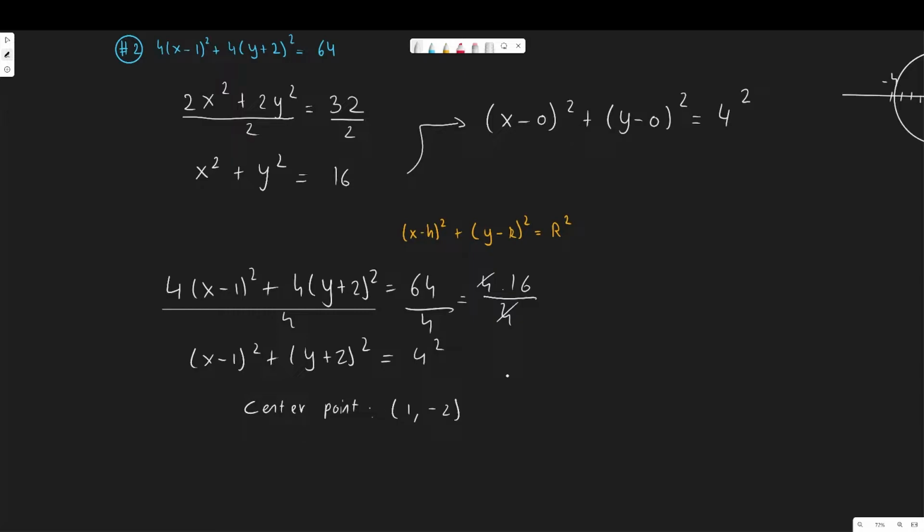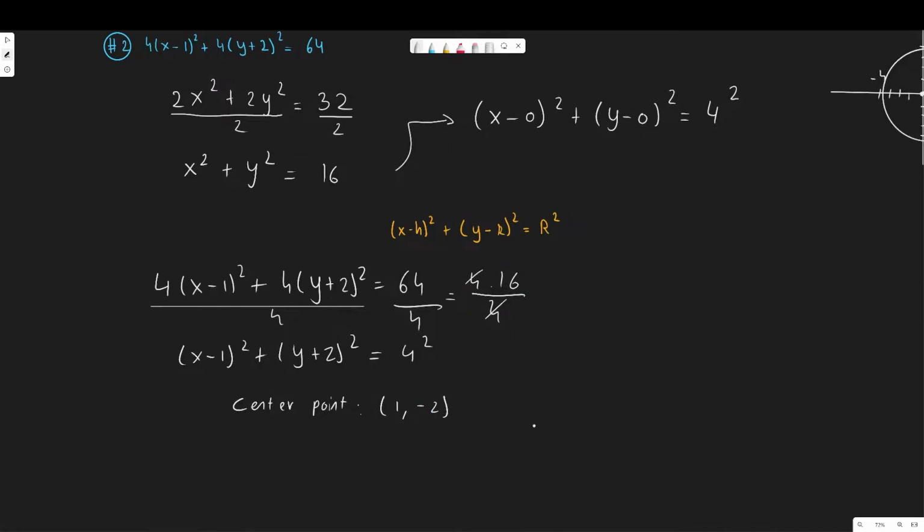Now we can read off that the center point is equal to (1, -2). The reason why it's -2 is because in the standard equation form it's -k, and in our equation it's +2. So in order to get this negative sign to be positive, k has to be negative, because negative times negative is something positive. So that's why it's negative 2. Now the radius is just 4, so if you wanted to sketch this, it will look something like this.